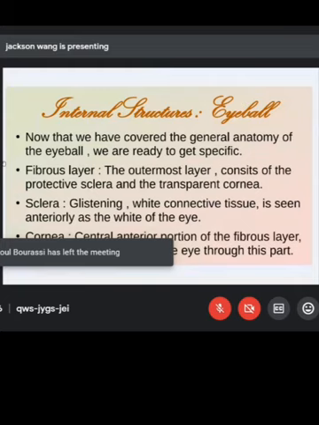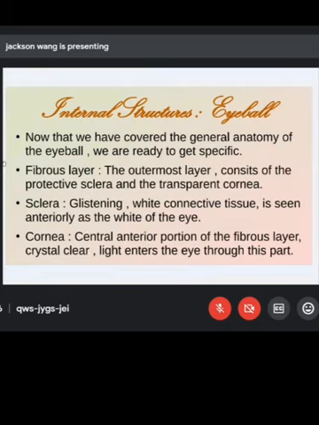Donc, sclera, c'est la sclérotique, voilà, et cornea, c'est la cornée. Sclérotique, c'est la sclera. Glistening white connective tissue is seen anteriorly as the white of the eye, and the cornea is the central anterior portion of the fibrous layer. Crystal clear light enters the eye through this part.